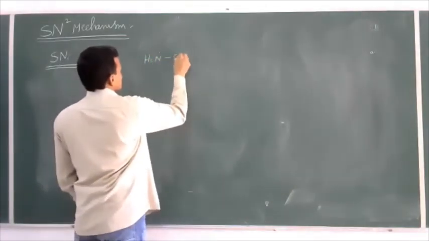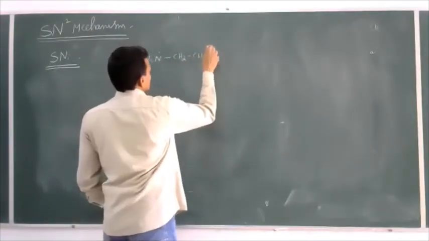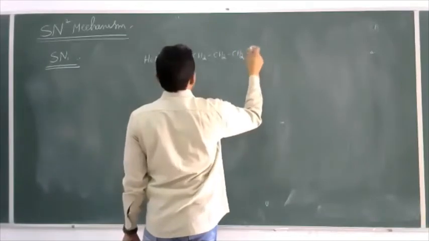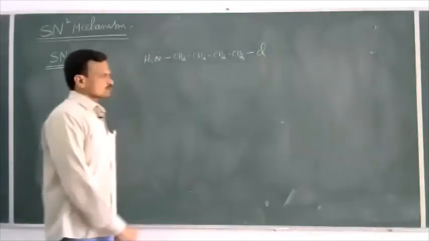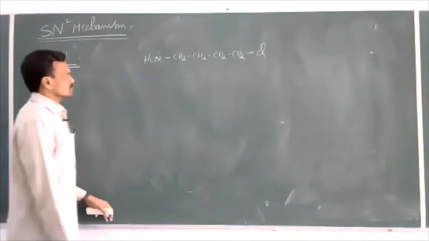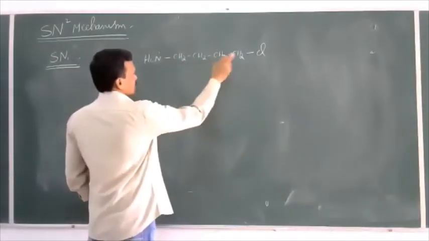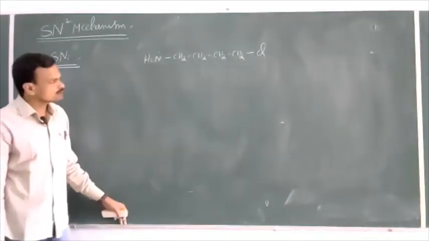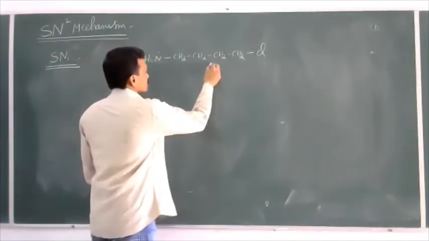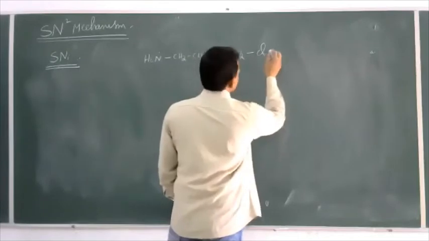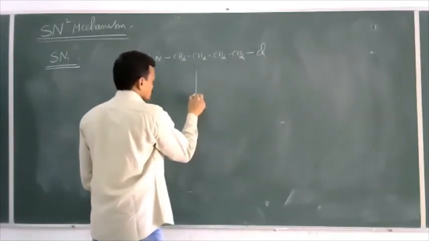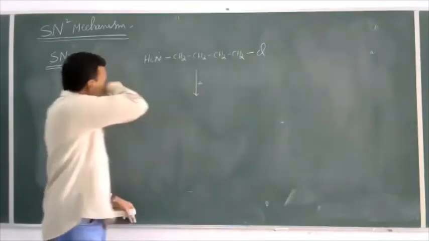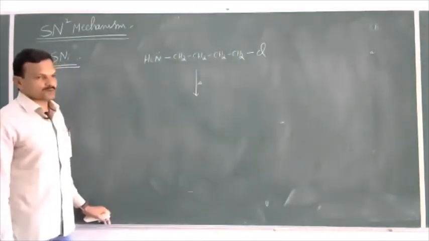H2N, CH2, CH2, CH2, CH2, Cl. 1, 2, 3, 4. 4-chlorobutanamine. This is the compound. Then, so how does the nucleophilic substitution take place here?